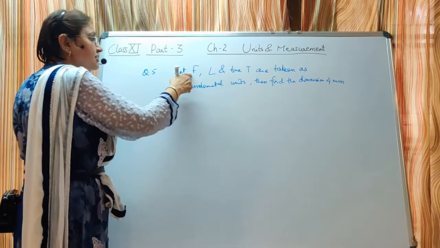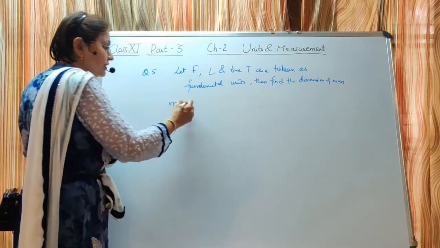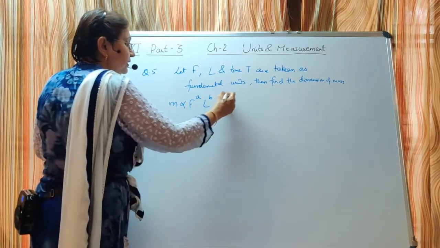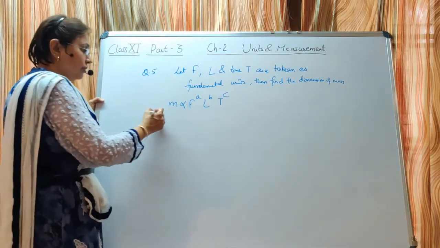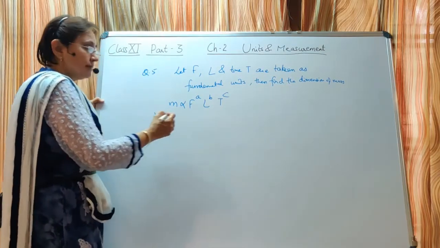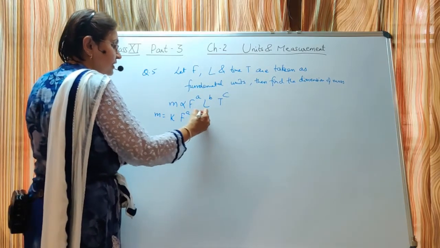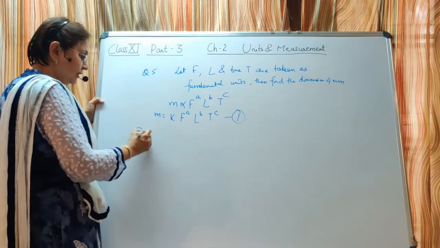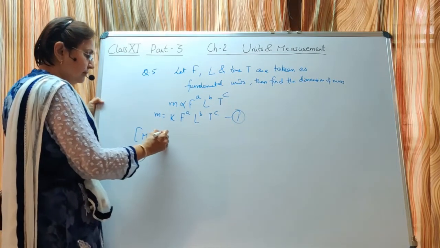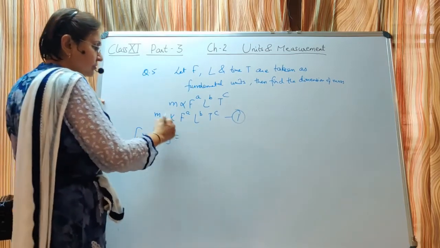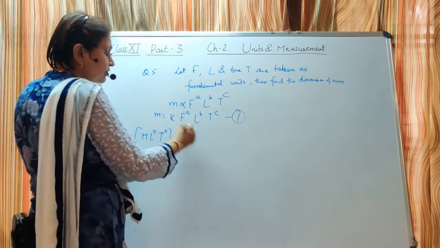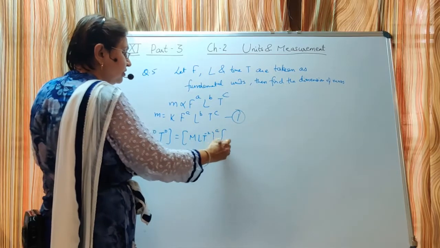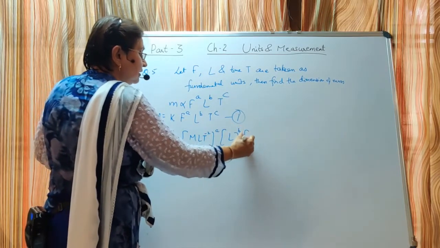So here mass depends upon force, length and time. Let F be raised to the power a, length raised to the power b, and time raised to the power c. The same way we'll proceed, equating with some dimensionless constant K. Now substitute the dimensions of each term. On the left hand side it is mass, so M L raised to the power 0 T raised to the power 0. K is dimensionless, F is the force, which has dimension M L T raised to the power minus 2, raised to the power a, L is the length, and T is the time.